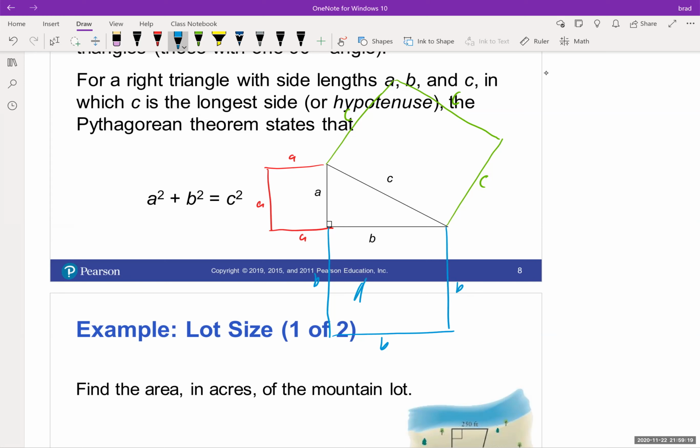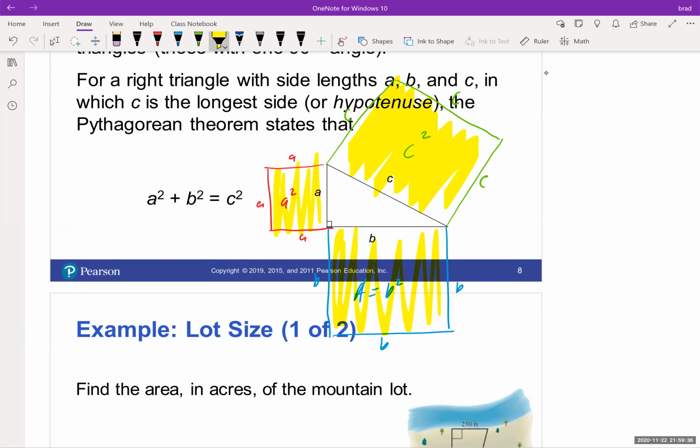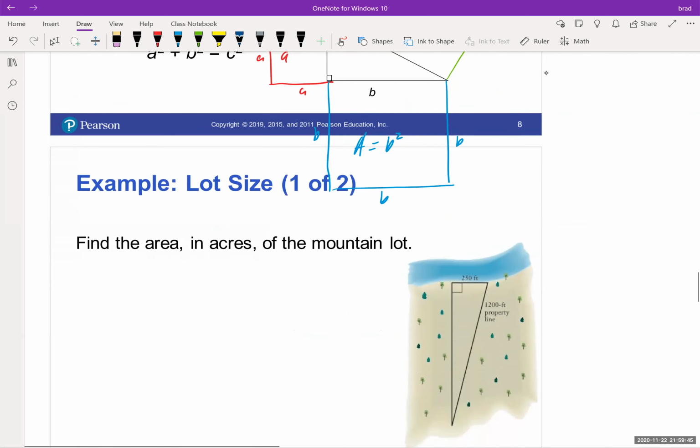If you find the area of this, that would be B squared. If you find the area of this, that would be A squared. And if you find the area of this, that would be C squared. What the Pythagorean theorem says is if you add up this area plus this area, it will equal this area. That's what the Pythagorean theorem actually says. So this isn't a proof per se. This is just kind of showing you the idea behind it and where it came from.